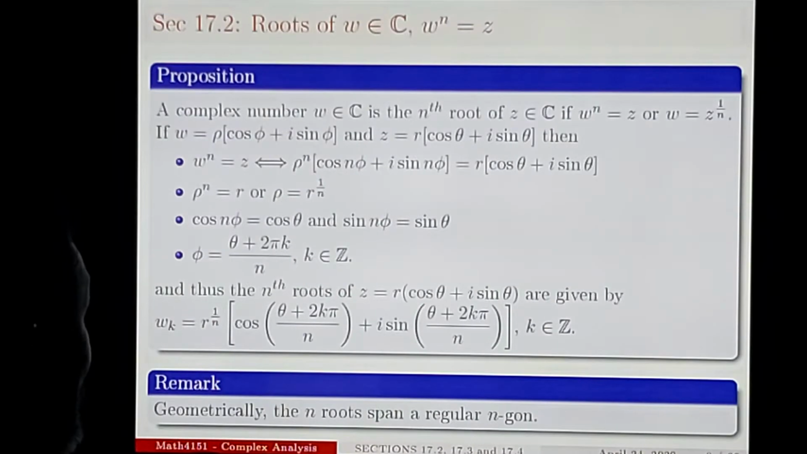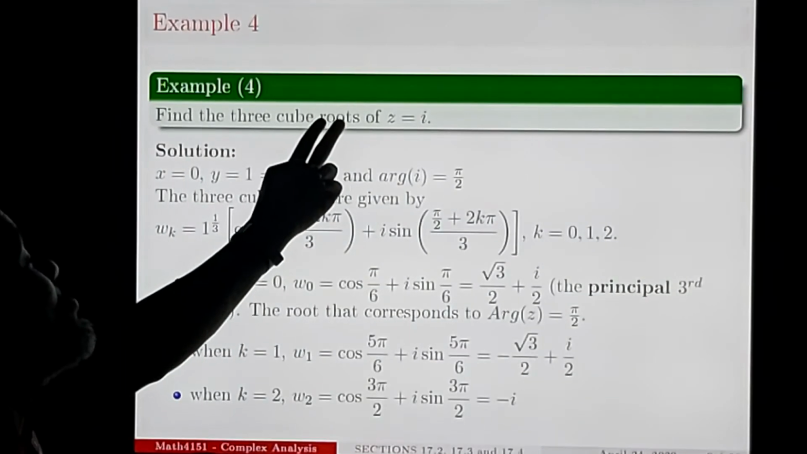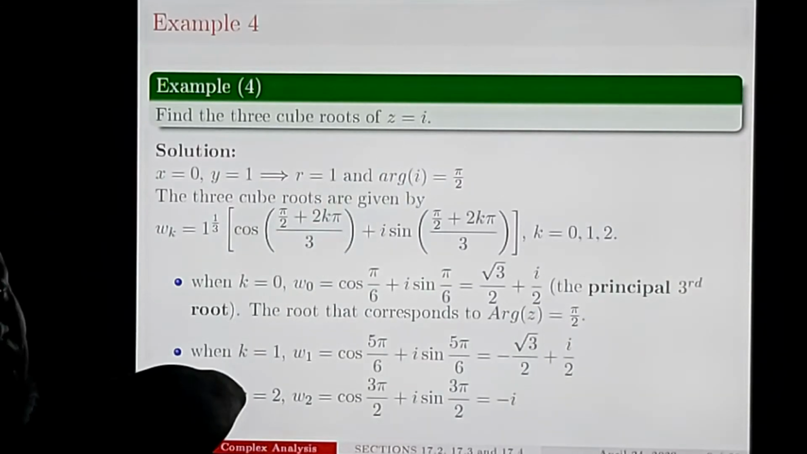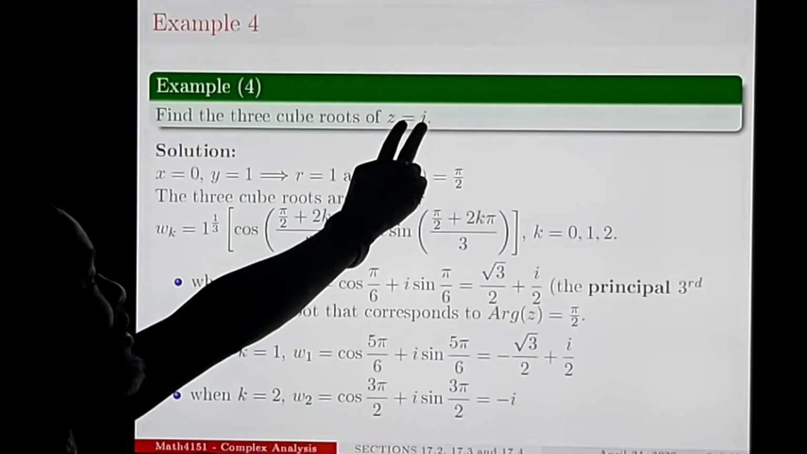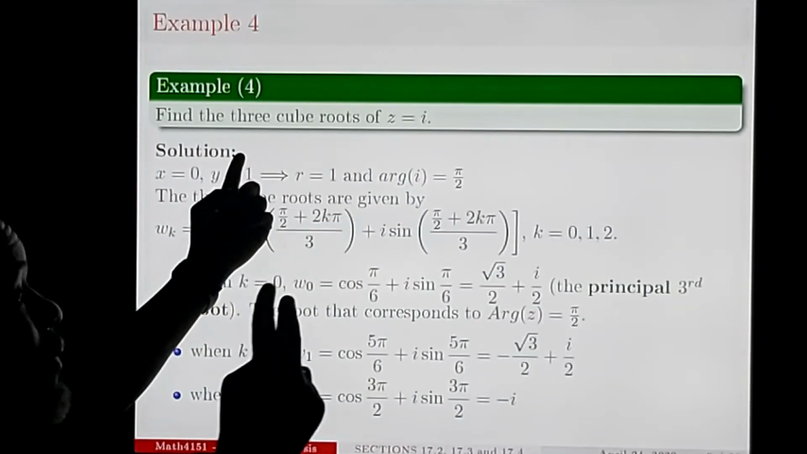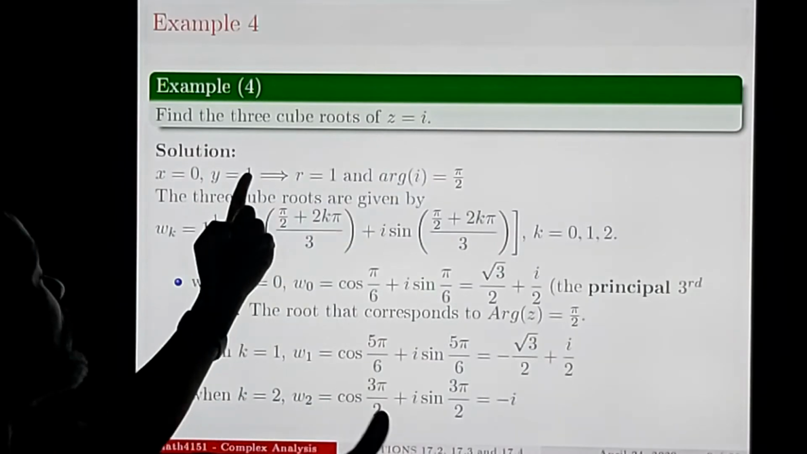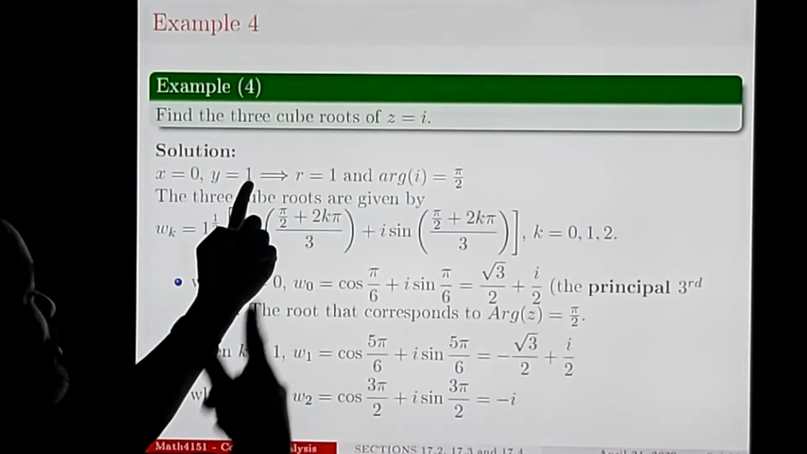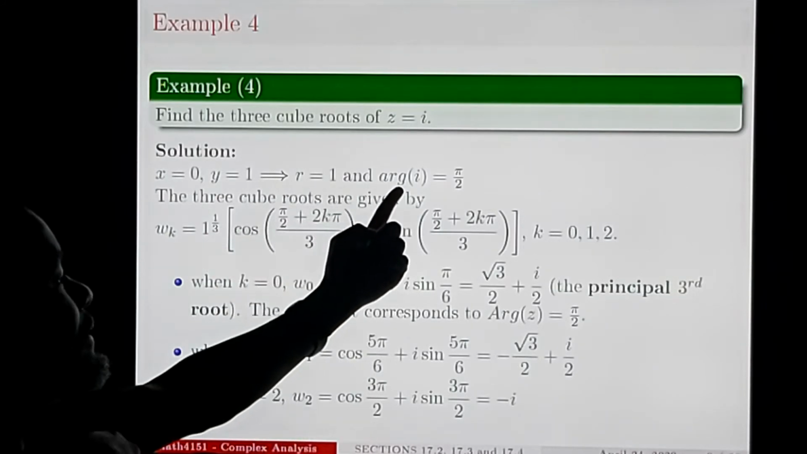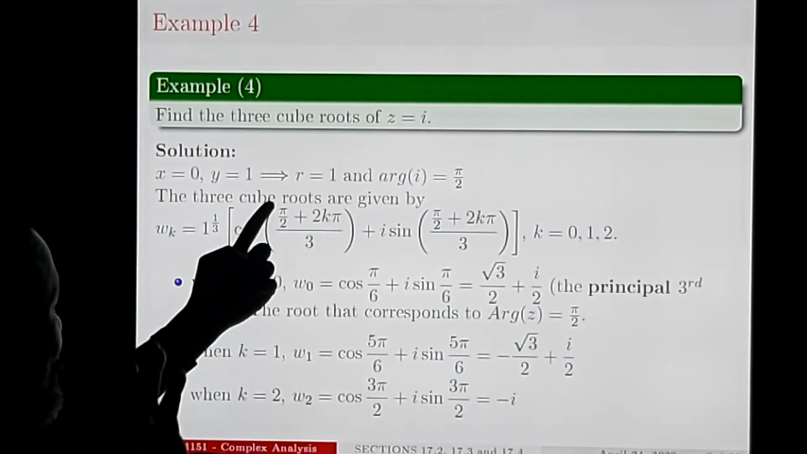So let's look at an example. Example number 4. Find the three cube roots of z equals i. Now remember, we need this in polar form, which means we need our radius. The real part is 0, the imaginary part is 1, so our radius will be the square root of 0 squared plus 1 squared, which is just 1. And then the argument of i is pi over 2. We already saw that. I can show you again if you want.